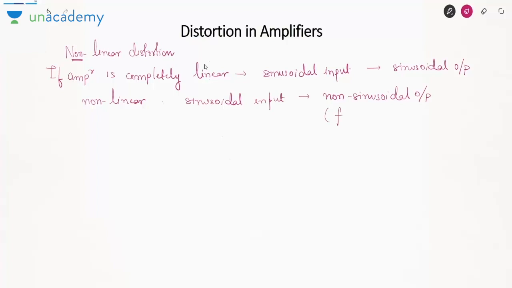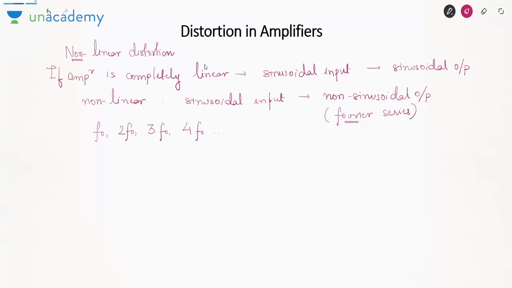If it is non-sinusoidal, it can be expanded in terms of Fourier series. Okay, so due to non-linear nature of the amplifier, the output becomes distorted, it becomes non-sinusoidal, and that is called non-linear distortion. And due to non-linear distortion, what happens is we have Fourier series at the output, and the Fourier series will have frequencies like fundamental, 2f0, 3f0, 4f0 and so on.